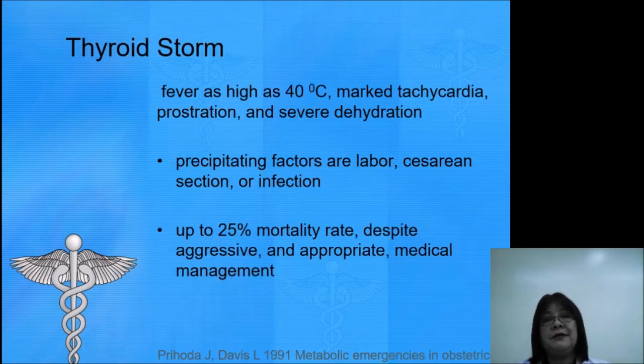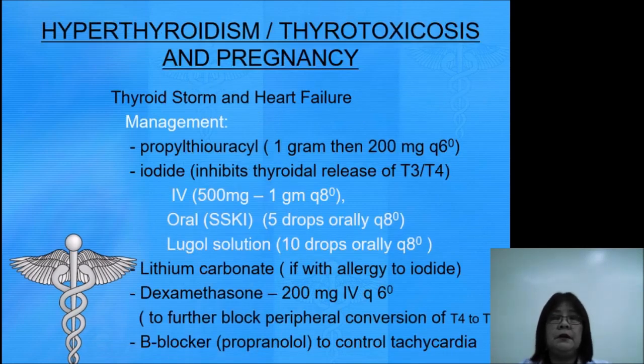And these are the manifestations of your patient. She will consult you because of fever, marked tachycardia, severe dehydration, precipitating factors like labor, cesarean section, and infection, and there is around 25% mortality rate despite aggressive, appropriate medical management. So how are we going to treat thyroid storm and heart failure? The same as in hyperthyroidism.